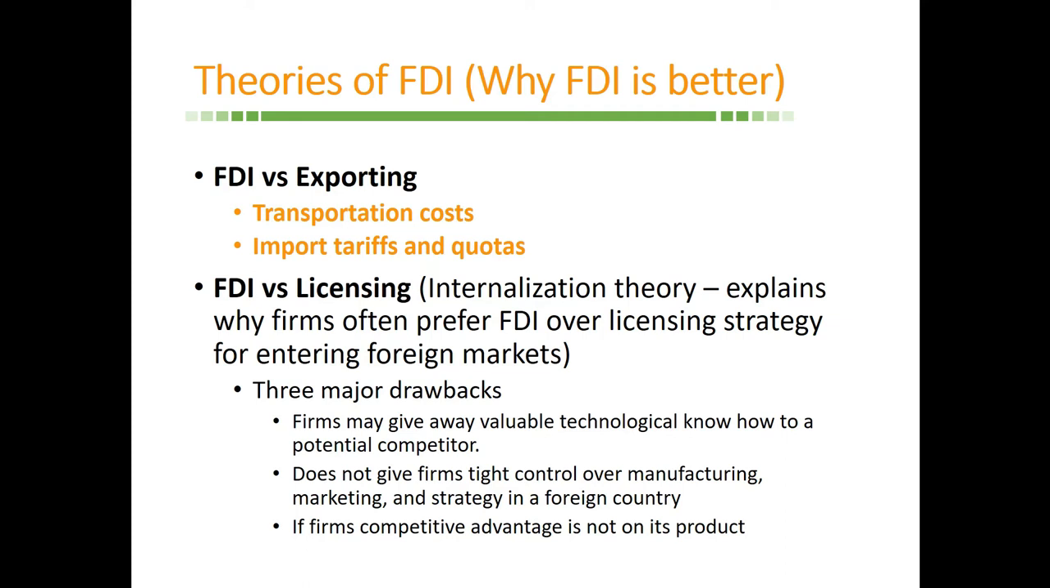So how about licensing? Let's take a look at licensing. A branch of economic theory known as internalization theory seeks to explain why firms often prefer foreign direct investment over licensing as a strategy for entering a foreign market. Basically, this approach is known as the market imperfection approach. According to internalization theory, licensing has three major drawbacks as a strategy for exploiting foreign market opportunities. What are these three major drawbacks? First, licensing may result in a firm giving away valuable technological know-how to a potential competitor. That's the first major drawback.